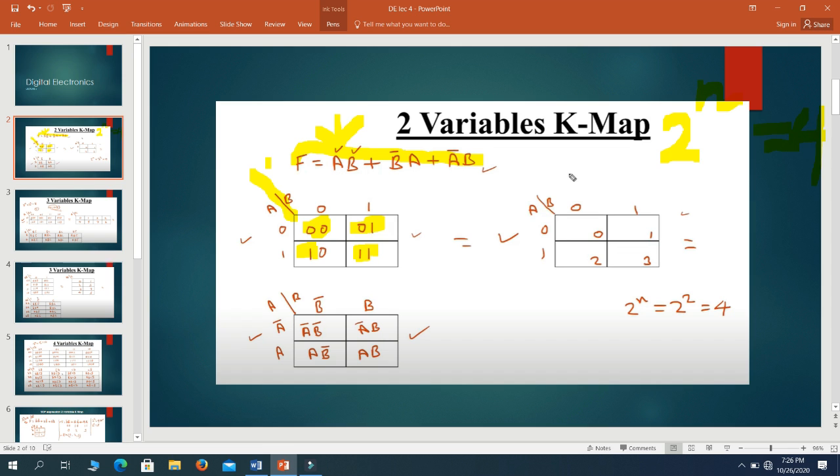Once we have written down all these variables, our next task is to denote these cells with different numbers. As you can see, I have written 0 here and 1 here. The same will go for this one as well. In this case, we will be writing 0 here, 1 here. This is the standard procedure for denoting cells for a two variable map.